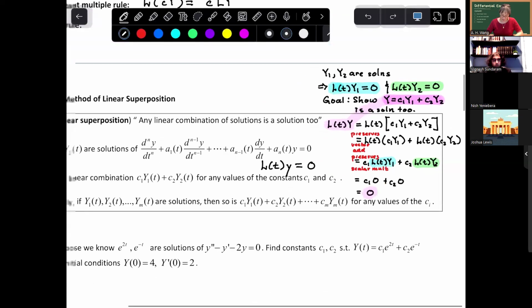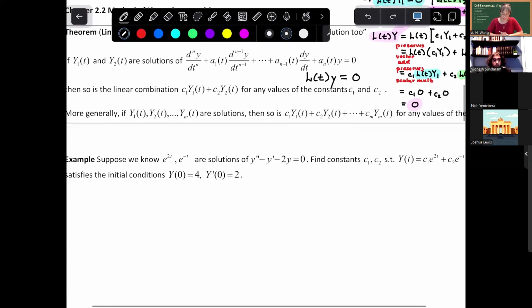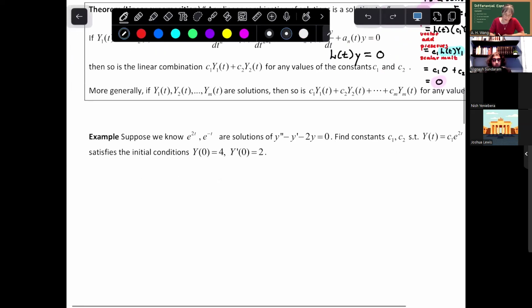Okay, all right. So let's go ahead and take a look at this. Here I'm just going to tell you, suppose you know that these guys are solutions of this differential equation. Look at all the derivatives. So it's a differential equation and it's equal to.